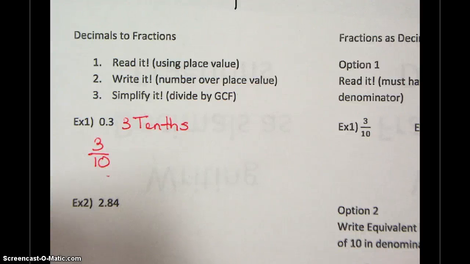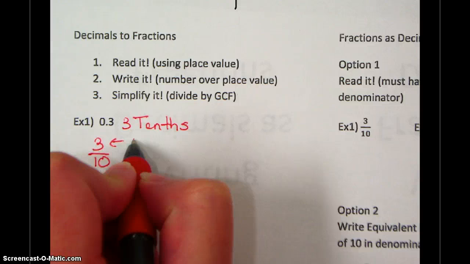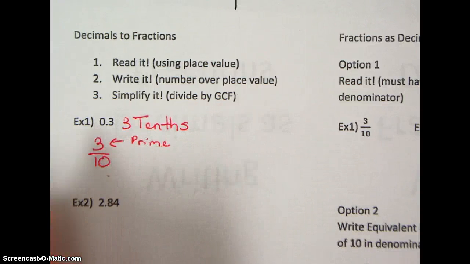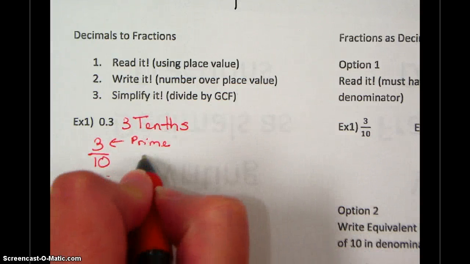Now, the third step says simplify it. So when I look at 3, I notice that 3 is a prime number. Since 3 is prime, 3 is not a factor of 10, so it is completely simplified.